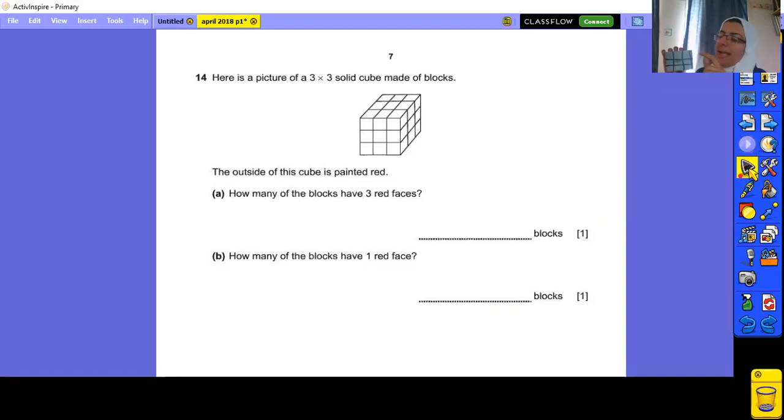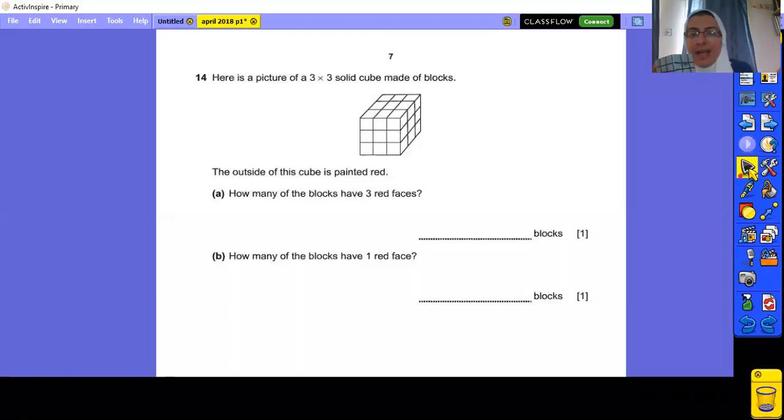If you look at this block, it has one. Look here, it has one, it has two, and at the top, three. So this corner has three faces red. This block has three faces red. Let's count, kida, how many corners do we have in the cube? We have 8 corners. So let's count how many blocks have 3 red faces. This is 1, 2, and here 3, 4, 5, 6, 7, and 8.